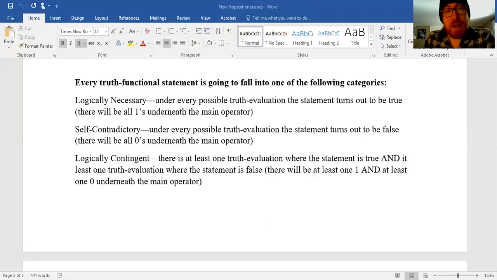So if you've got at least one 1 under the main operator and you've got at least one 0 under the main operator, that would be a contingent proposition. Okay. All right. Now let me switch over here to the practice sheet.